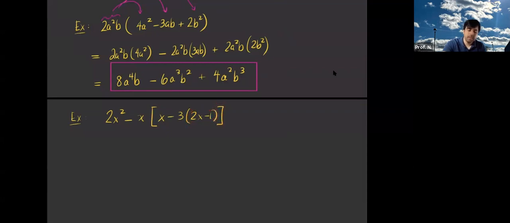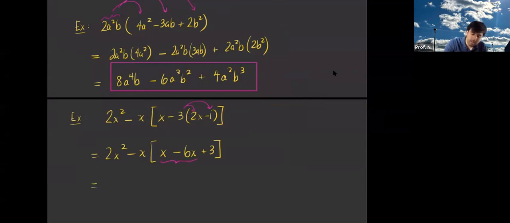So to take care of this, you always have to start from the inside out. So take care of the inside parentheses first. And then I get what? I get 2x squared minus x. This is still out here, x. This will be now what? 6x plus 3. You see that? So I took care of the inside. And now I have to combine like terms.